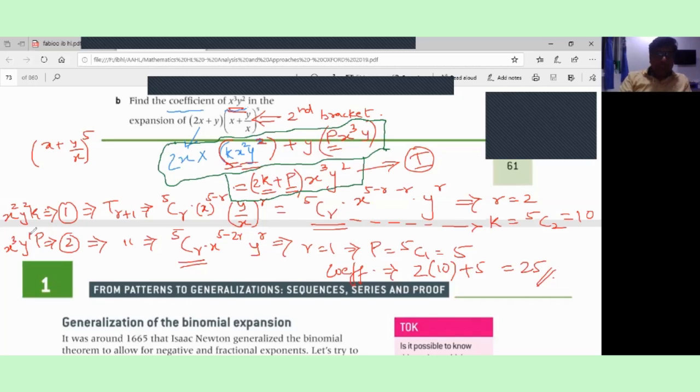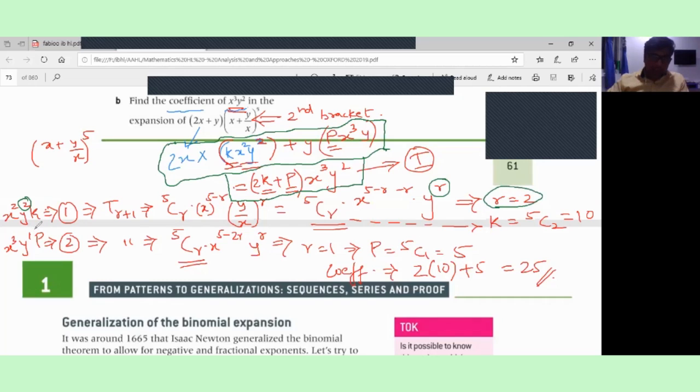Simple. How do I find k? Here is a step. Find any r plus 1th term. Equate it with what you want. This is my r plus 1th term. I equated it with this thing. The y power here is 2, and I want y power 2, so r has to be 2. Simple.